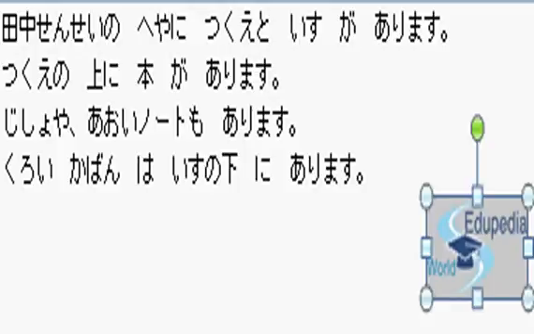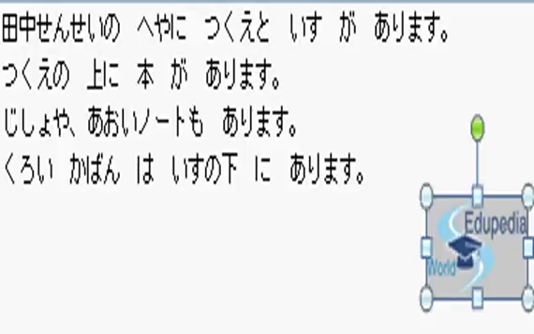Jisho ya aoi noto mo arimasu. Jisho is dictionary, aoi note is blue notebook, mo means also, ya is the grammar particle. So there is a dictionary and also a blue notebook available.